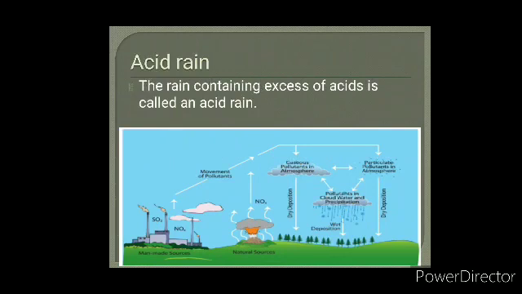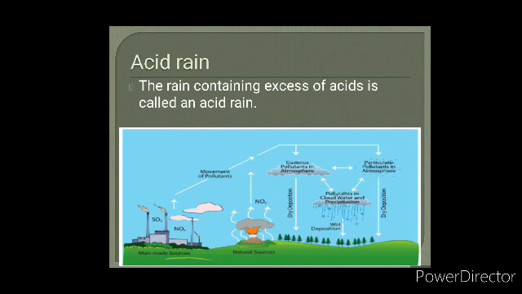Next is acid rain. You must have heard this term, acid rain. So what does it mean? It means, as its name indicates, the rain containing excess of acid is called acid rain. Where do these acids come from? The rain becomes acidic because carbon dioxide, sulfur dioxide and nitrogen dioxide, which are released into the air as pollutants, dissolve in raindrops to become carbonic acid, sulphuric acid and nitric acid respectively.